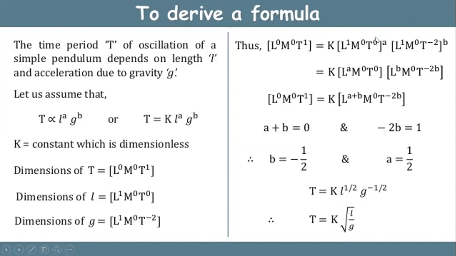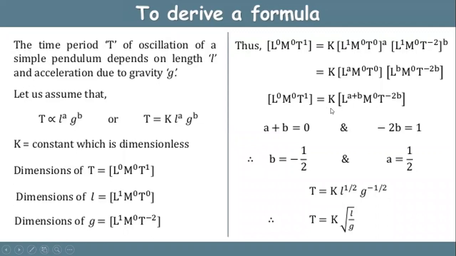Now I'm going to multiply this A inside. So it is L raised to A. These are all zeros. Here it is B. Here minus 2B. Okay. Now I can add the powers in the right hand side. L is having A and B as power, so I can write it as L raised to A plus B. M is having only 0, leave it as 0 itself. T is having 0 minus 2B, so that is minus 2B.